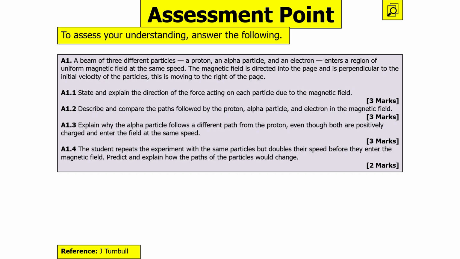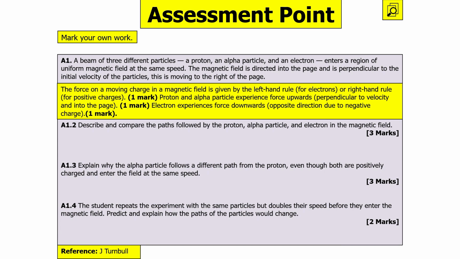Describe and compare the paths followed by the proton, alpha particle and electron in the magnetic field. Explain why the alpha particle follows a different path from the proton, even though both are positively charged and enter the field at the same speed. The student repeats the experiment with the same particles but doubles their speed before they enter the magnetic field. Predict and explain how the paths of the particles would change. So pause the video now and then unpause the video when you want to go through your answer.